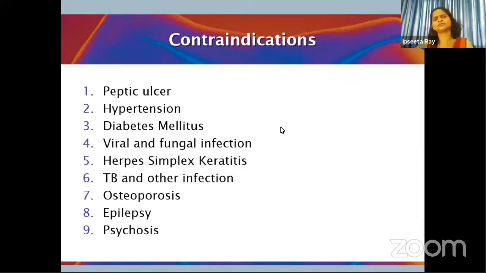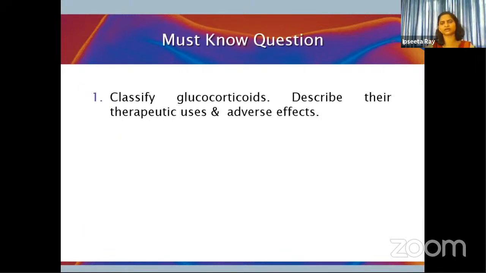Contraindications, depending upon the adverse effects, we can extrapolate. So the contraindications would be peptic ulceration, hypertension, diabetes, certain infections, bacterial, viral, TB, and osteoporosis. If the patient already has osteoporosis, you cannot give steroids, which can further cause osteoporosis. Also epilepsy and psychosis. The must-know question under this topic, generally as SAQ or LAQ, on the therapeutic uses and adverse effects of steroids can be asked.